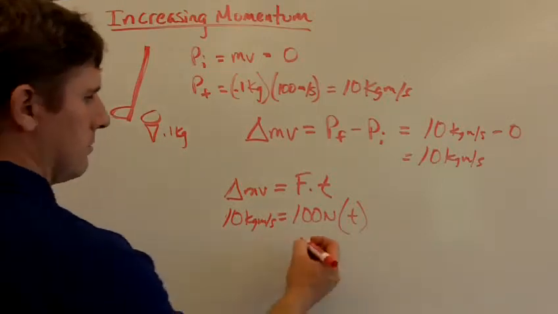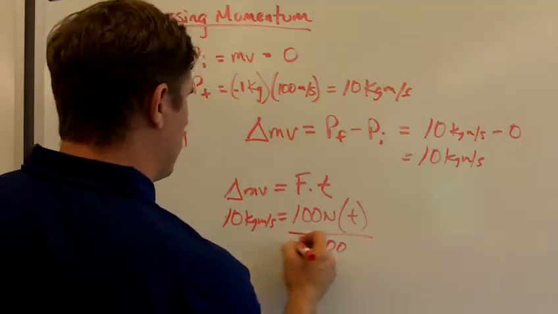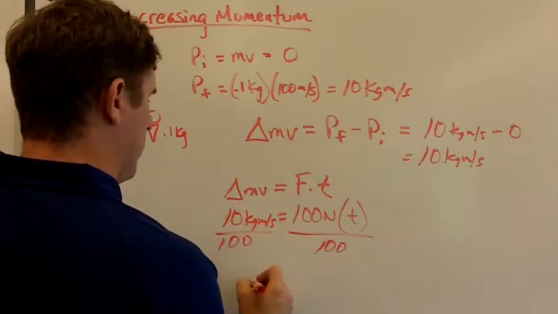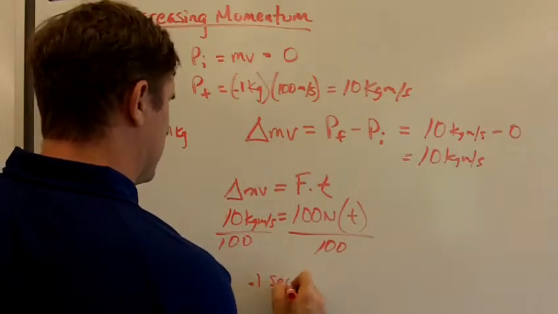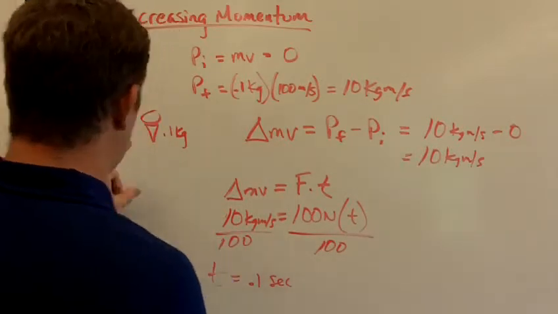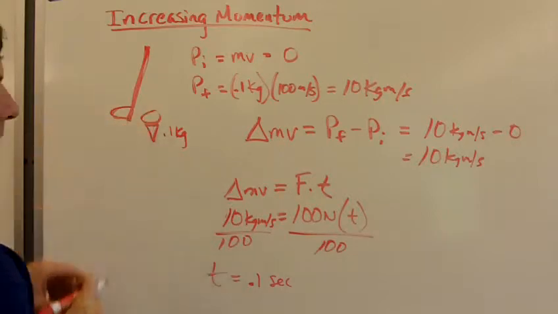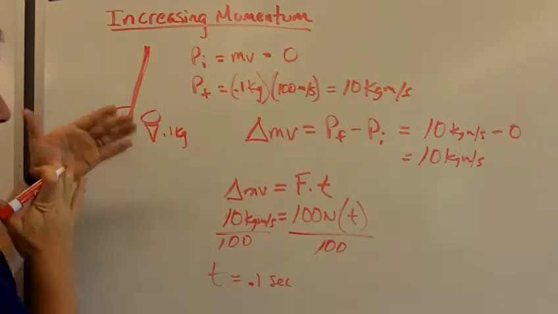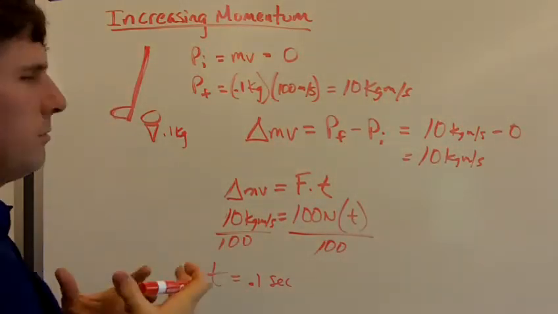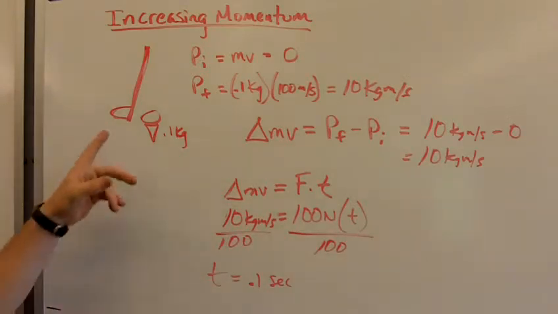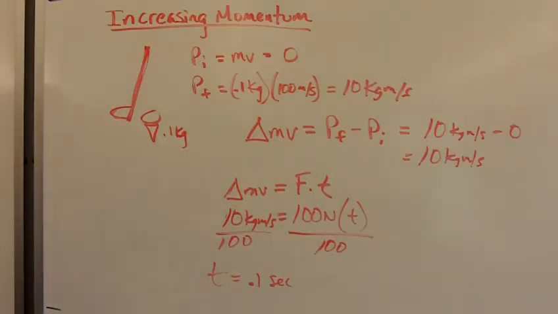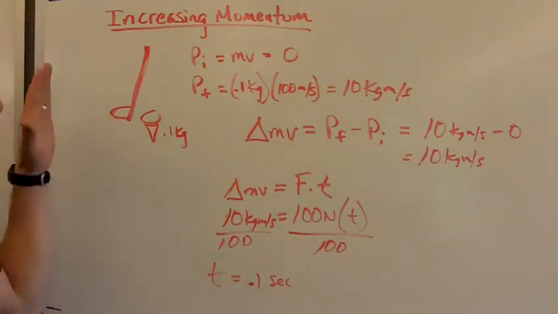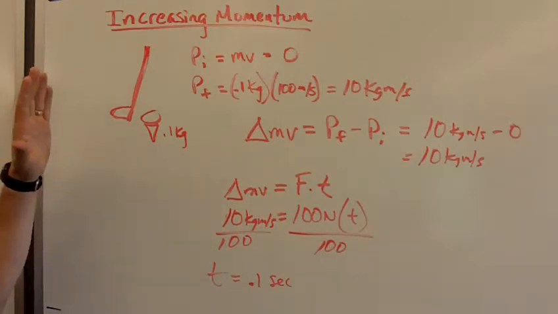Well, let's do some division. Divide both sides by 100 and we end up with 0.1 seconds. That's the time of impact. That means that the ball and the club head are touching each other for 0.1 seconds. Well, why do we follow through then? If we follow through, what if we can double that impact time instead of just slapping the ball and letting the ball run off?